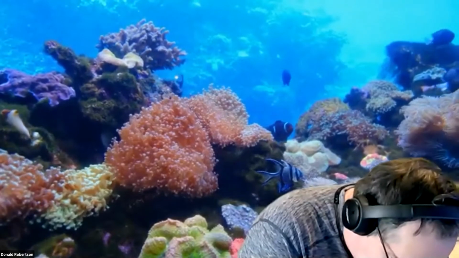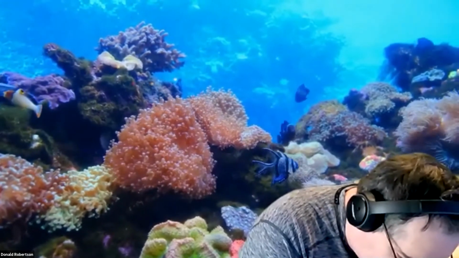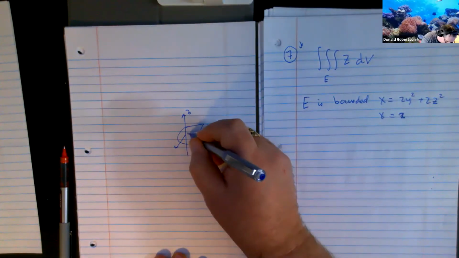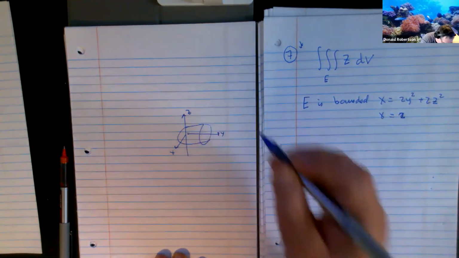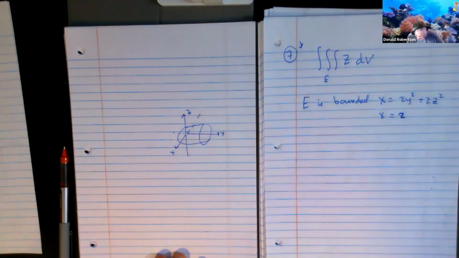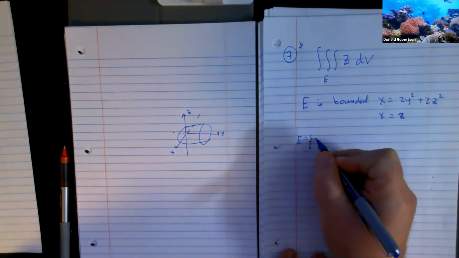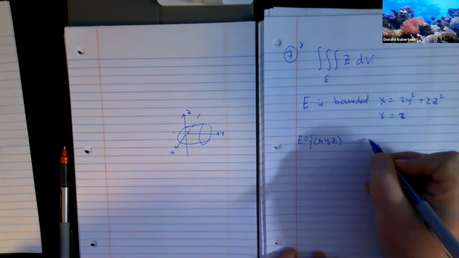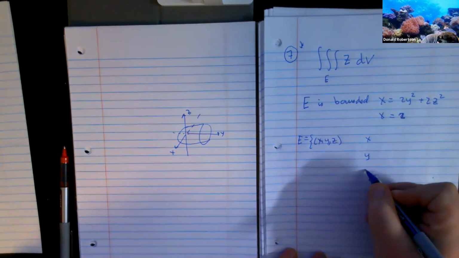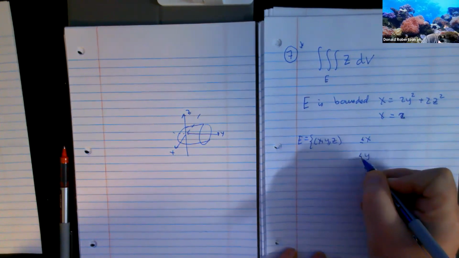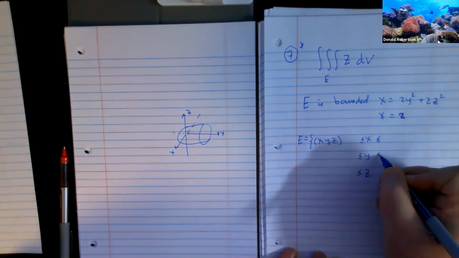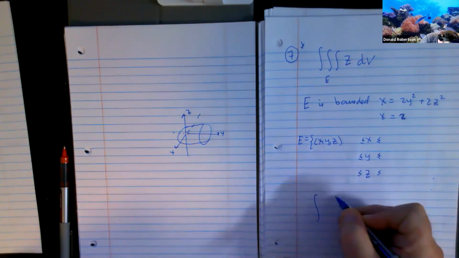And the shape kind of looked like this, didn't it? Can't see the paper. You can't see the paper. There. It kind of looks something like that, right? So what do I know about this region E? Well, I need to know what the X's are doing, what the Y's are doing, and what the Z's are doing, right? Because once I've figured that out, we can then set up our triple integral.